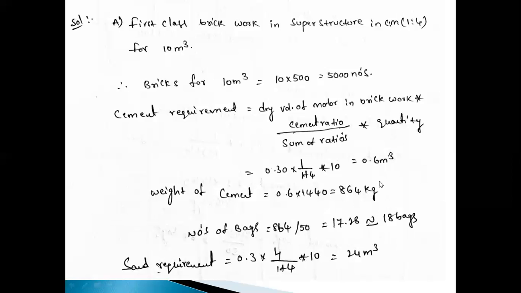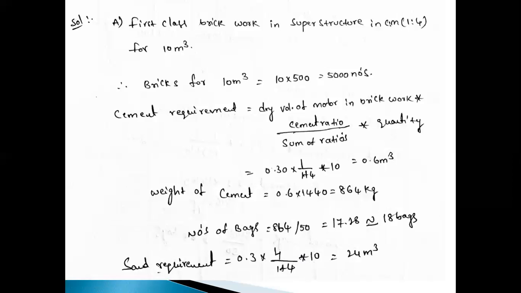Next we find out the sand requirement. Sand requirement equals dry volume of mortar in brickwork into the sand ratio divided by the sum of the ratios into quantity. So first, the dry volume of the mortar equals 0.3 into sand ratio 4 divided by the sum of the ratios 1 plus 4, into quantity 10. That is equal to 2.4 cubic meters.